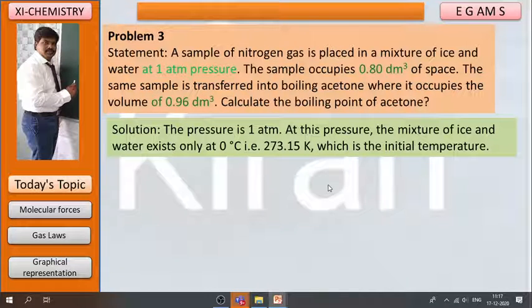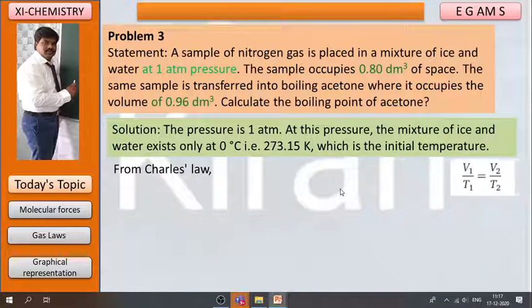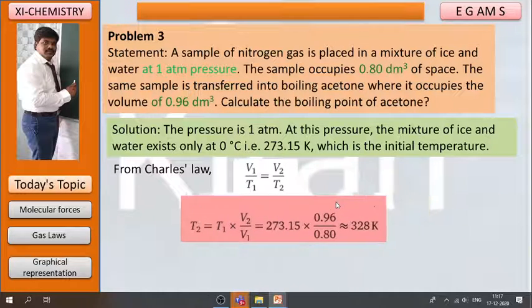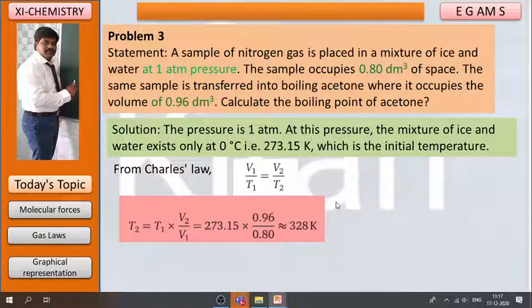At this pressure, the mixture of ice and water exists only at 0 degree centigrade. 0 degree centigrade is equal to 273.15 Kelvin, which is the initial temperature T1. From Charles' law, V1 by T1 is equal to V2 by T2. Then you have to find out T2. T2 is equal to T1 into V2 by V1. All the values we know.